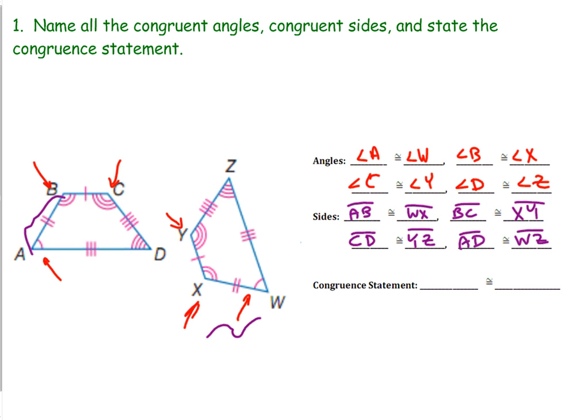So each point corresponds, is in the same spot when I write it. So what I can say is quadrilateral ABCD is going to be congruent to quadrilateral WXYZ. All right, so that's the important point, making sure that your points are written correctly and in the right order.